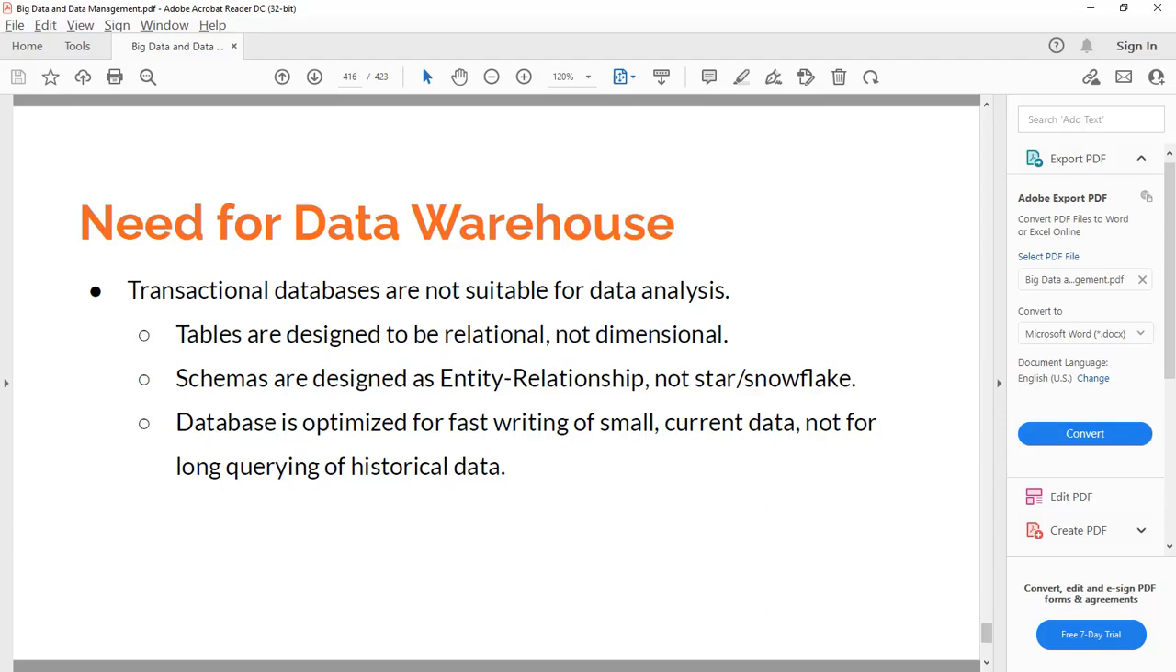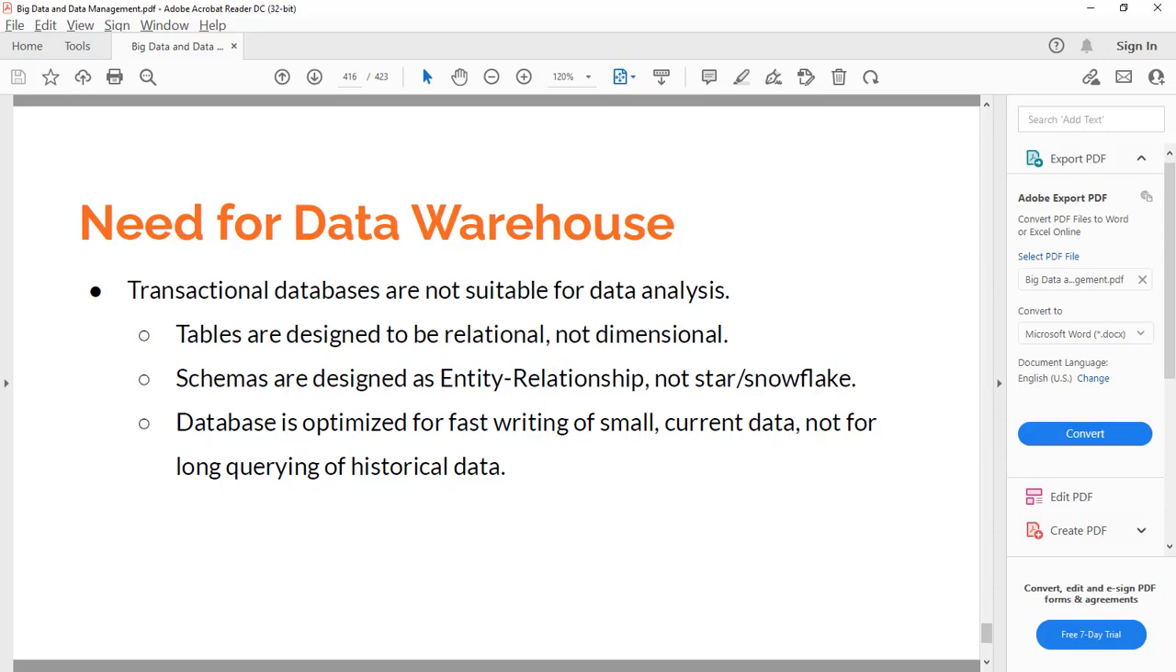However, it turns out transactional databases are not really suitable for data analysis. This is reflected at many different levels. For one thing, tables are designed to be relational, small and narrow with fewer columns. They are aimed at providing fast insert, update and delete operations. They are not dimensional. They do not provide us with the fact-dimension star schema.